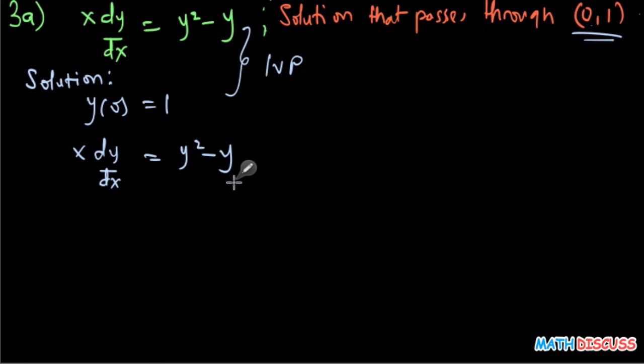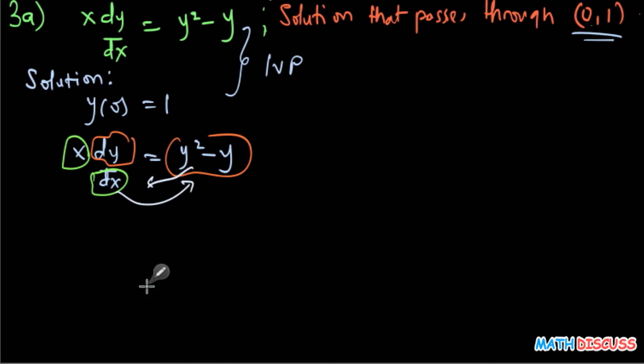You try and see if there is a way you can separate all the y's. These are all the y's that we have here. And then the x. Is there a way I could put all the x on one side and all the y's on one side? Now from what we see here, it's possible. All the y's can come here while all the x will go to the right hand side. Now in doing that, we have dy over y squared minus y equals dx over x.